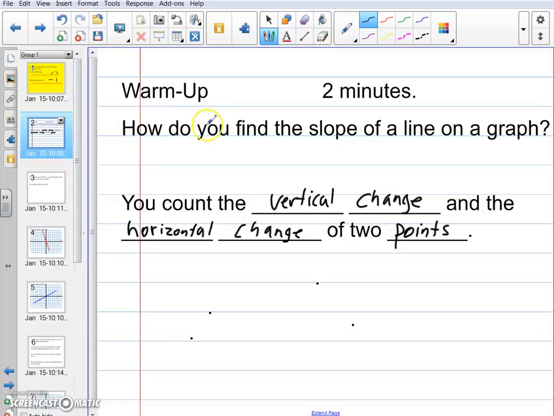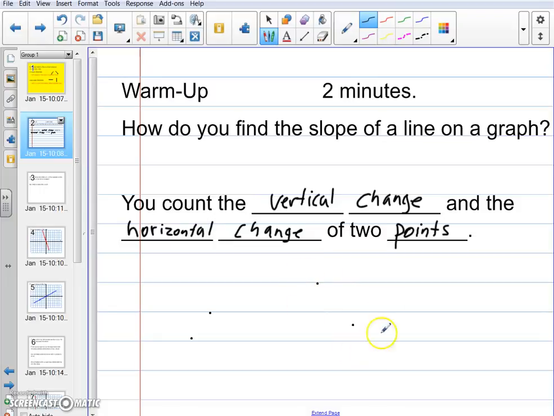Now, this is line paper, so you are going to want to copy this down. This was going to be the warm-up we were going to do if I were there. The question is, how do you find the slope of a line on a graph? And this was a sentence that I was going to provide you guys, and I already have it filled in. So you count the vertical change, up and down, and the horizontal change of 2 points. That's how you calculate slope.